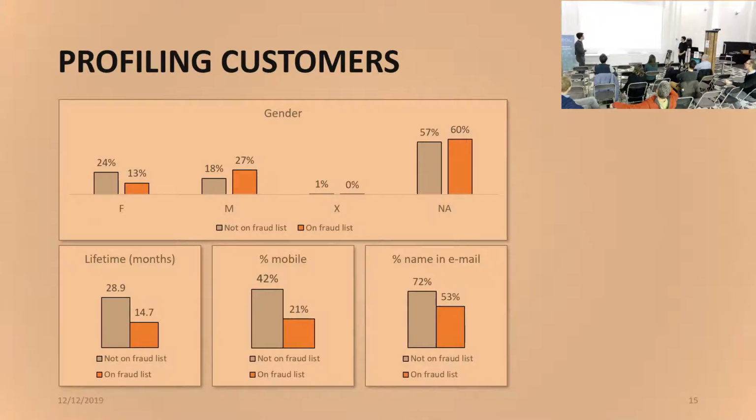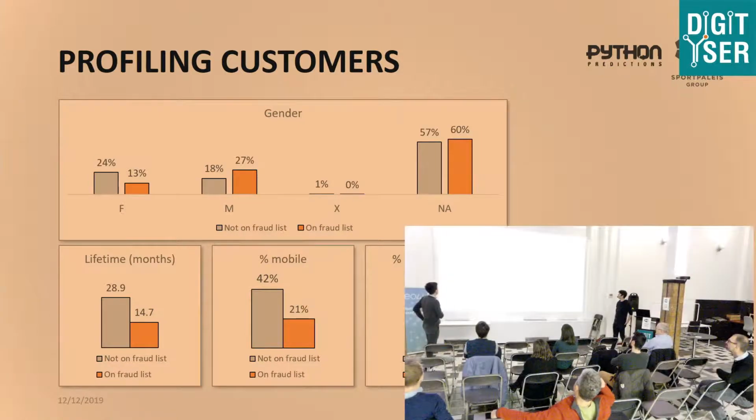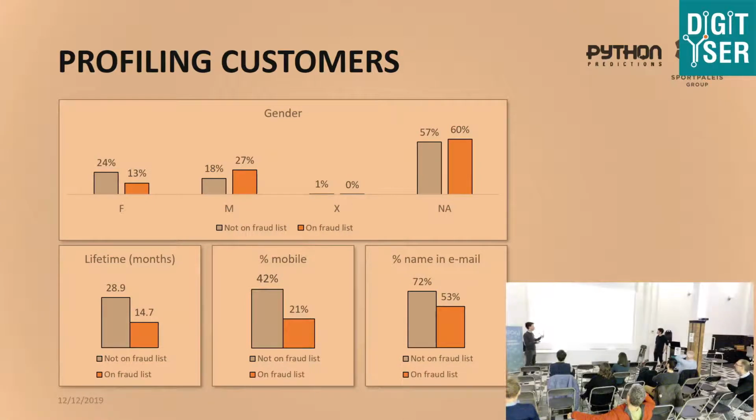The last part of the project was to have a closer look at the profile of the customers. We had some info on the age, for example, and on the email, and there we also noticed some interesting things. The first thing was gender, and we see in gray all the customers that are not on the initial fraud list, and in orange the ones that are listed on the general fraud list, not the initial one. And then we noticed that the male gender is overrepresented compared to the overall population.